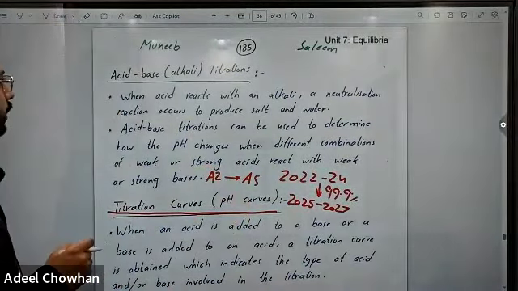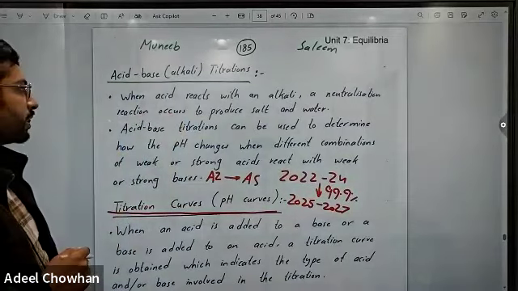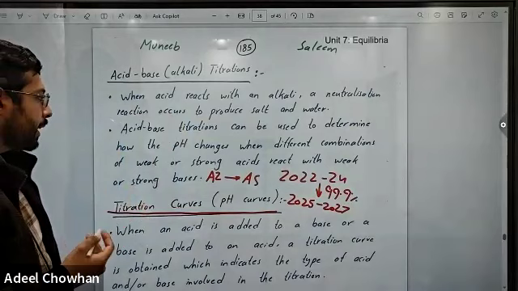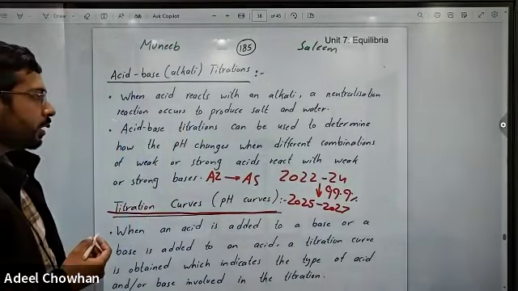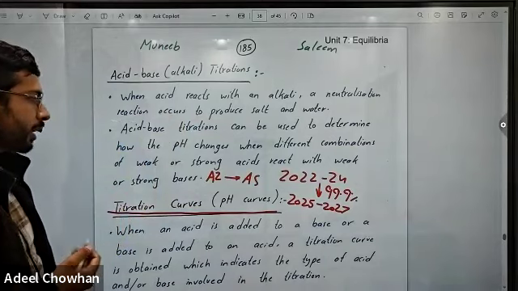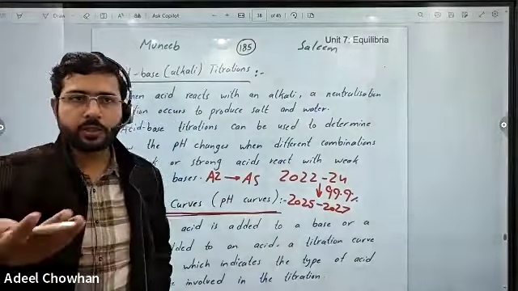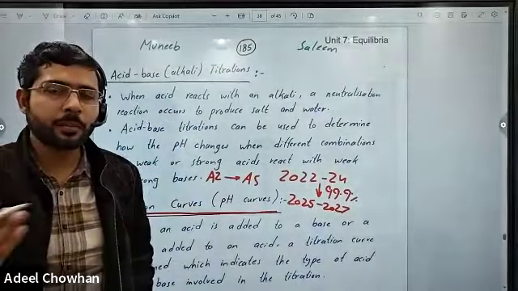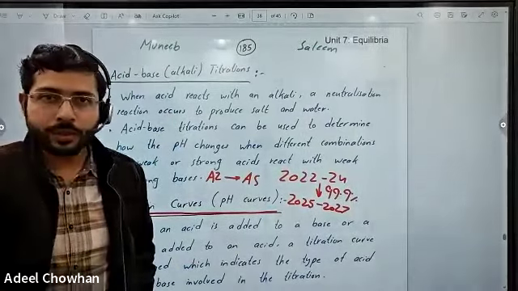Anyways, the topic is that when acid reacts with the alkali, a neutralization reaction occurs to produce salt and water. Acid-base titration can be used to determine how the pH changes occur when different combinations of weak or strong acids react with weak or strong bases. So basically, we do know that neutralization is the reaction between an acid and a base. However, the combinations can be different.